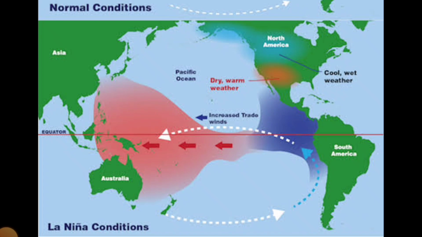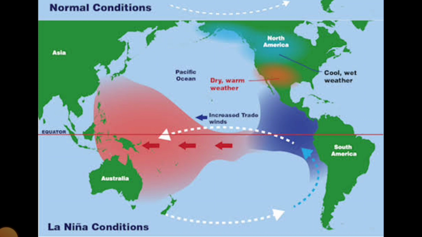Now if you consider La Nina conditions, so we are talking here about La Nina and El Nino. In case of La Nina, there is an increased trade wind from east to west. You can see here it is going from South America to Australia, and it will flow all through the equator. So the speed of the trade winds increases.